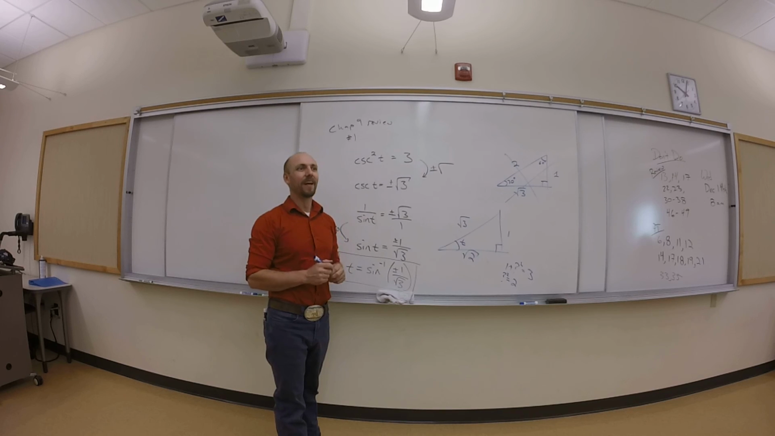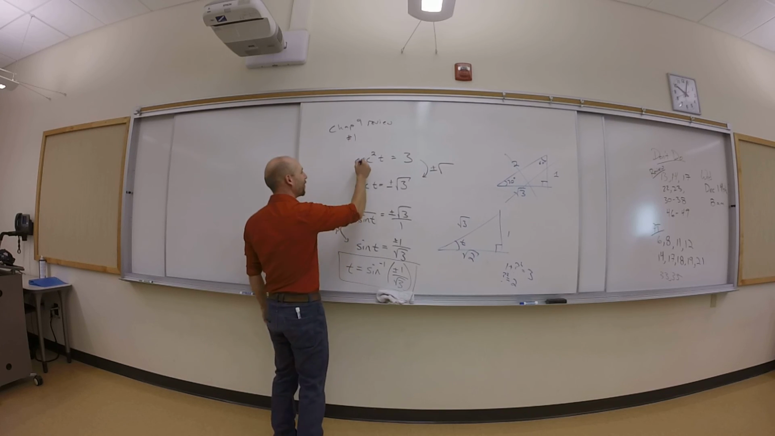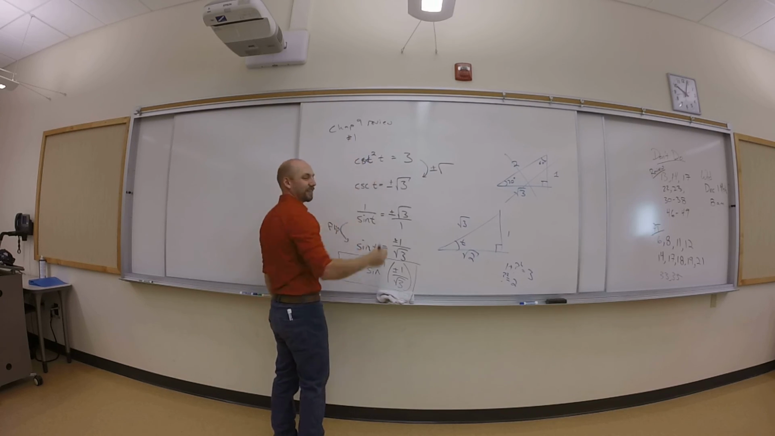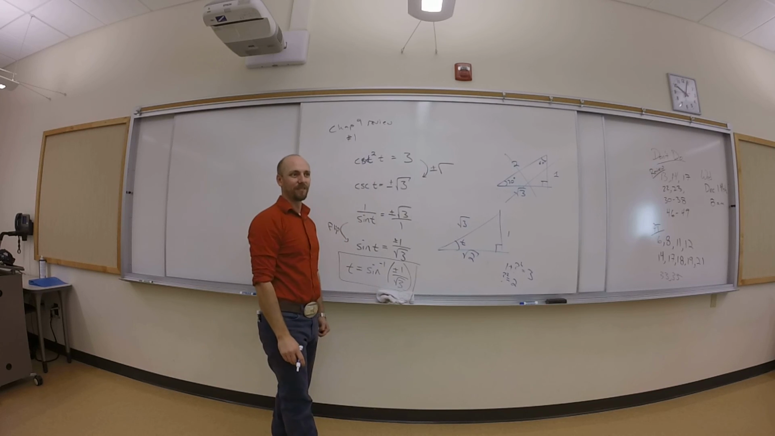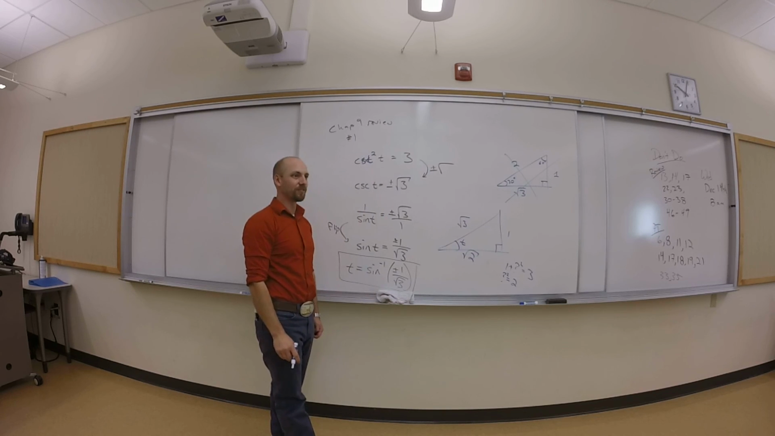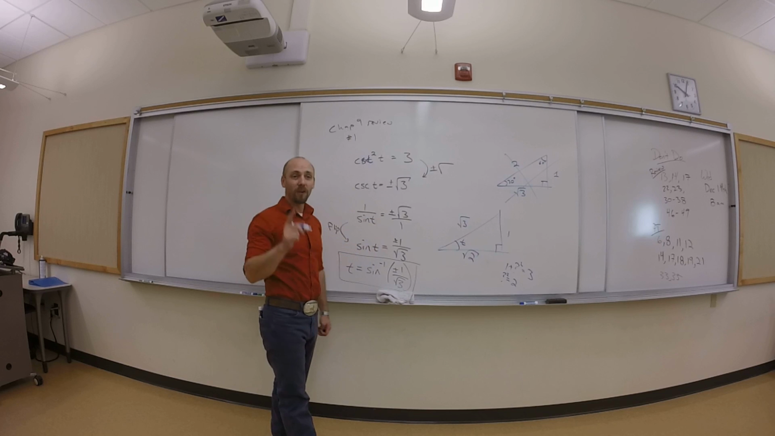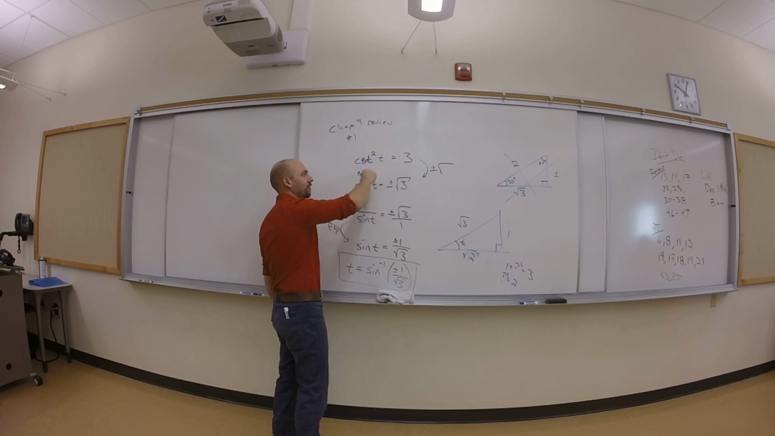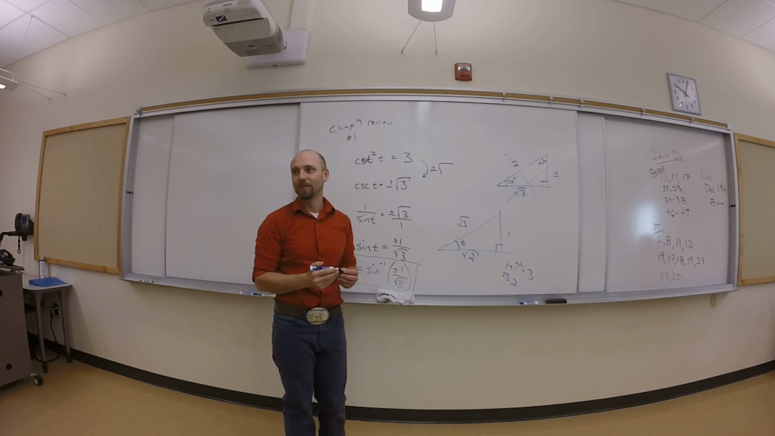Cotangent. Yeah. I really wish that this had read cotangent. If that had read cotangent, then I could have solved this problem. So, all of you guys, change problem 1 to read cotangent squared of t is 3 and solve it that way.